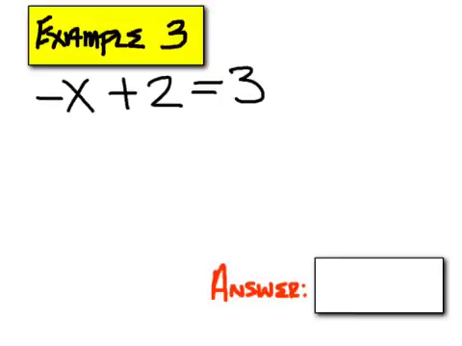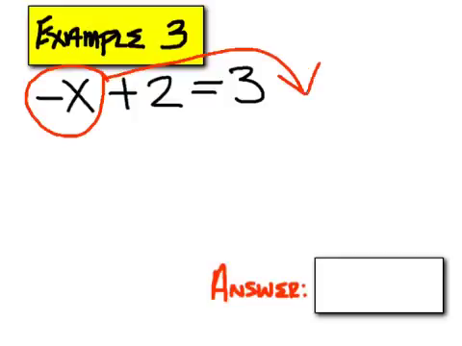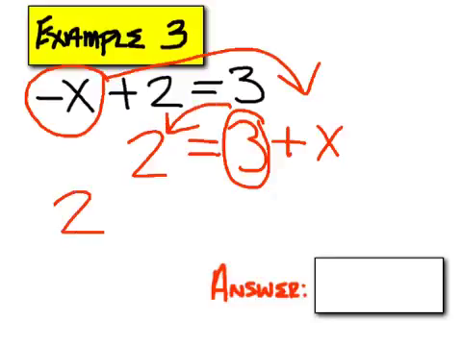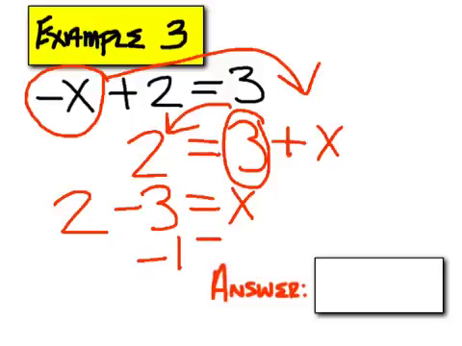Okay, for example 3, we have -x plus 2 is equal to 3. So again, we want to take our -x, it's just out front this time, bring it to the other side. So on the left side we have 2, on the right side we have 3 plus x. Now we just want to solve for x, so we take our 3, bring it to the other side. When we bring a +3 to another side, it'll make it -3. So our x is going to be equal to negative 1.